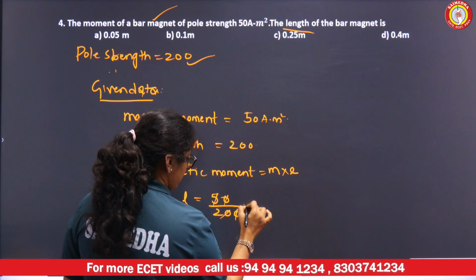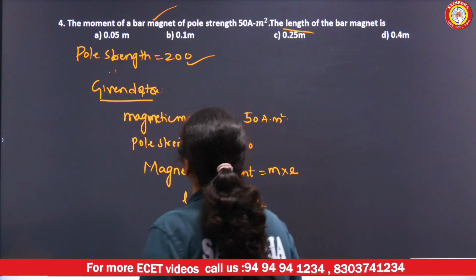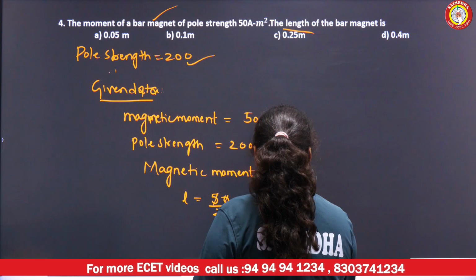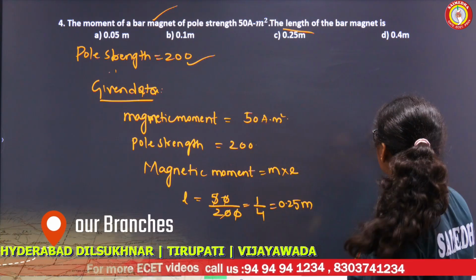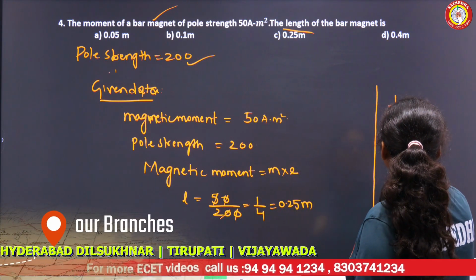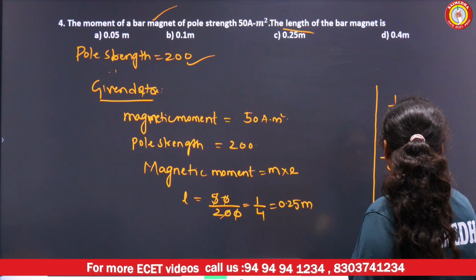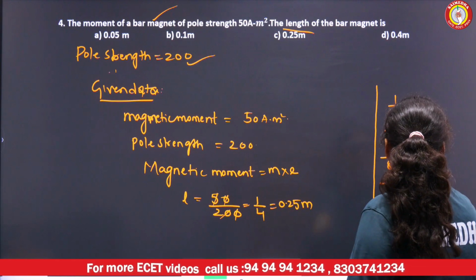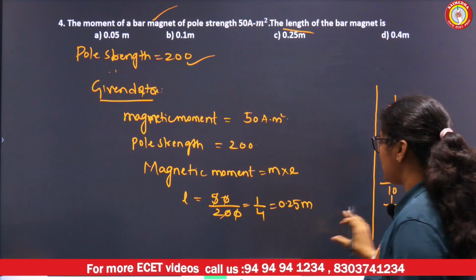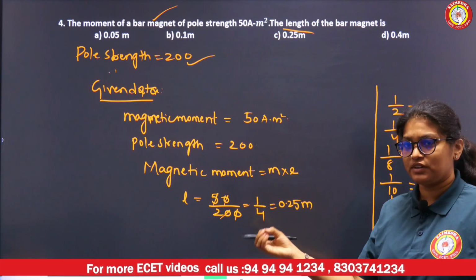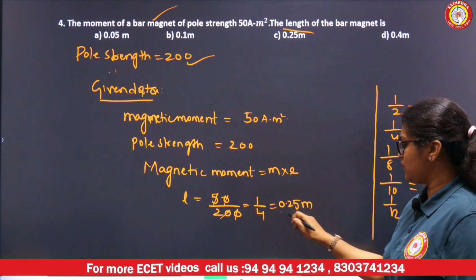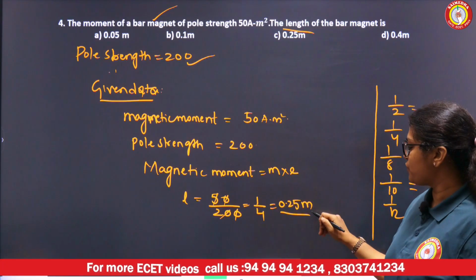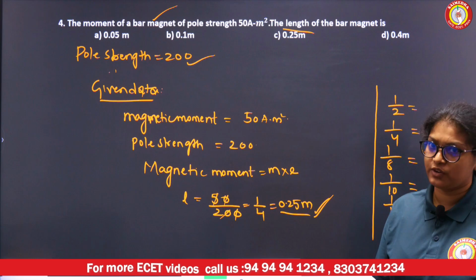How much will you get? 1 by 4. That is equal to 1 by 4, which means we'll get around 0.25. Remember, 1 by 4 means 0.25. 1 by 2 means 0.5. When going for the exam, check all this: 1 by 2, 1 by 4, 1 by 8, 1 by 10, 1 by 12, note all these down. Clear? By learning these, in the exam within a span of seconds we can give the answer. No need to do the calculations again. So what is 1 by 4? 0.25 meters. Length is always calculated in meters.